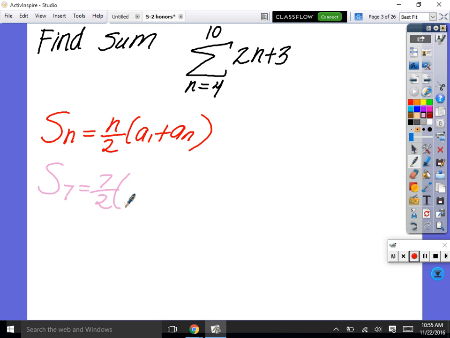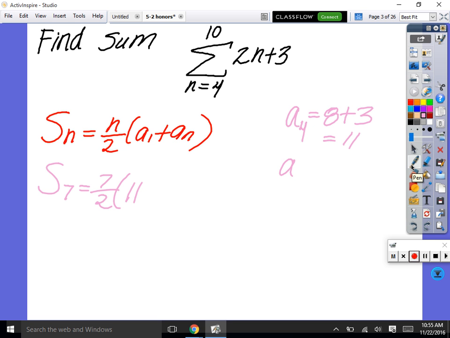So you'd say we're summing up 7 terms. 7 over 2. A sub 1 just means the first term you're summing up. So n equals 4. The 4th term is the first thing that we're summing up. So plug in 4. So we're actually doing a sub 4 technically. So 2 times 4 is 8. 8 plus 3. Does everybody understand? Everybody good with that? So we're going to be doing 11.